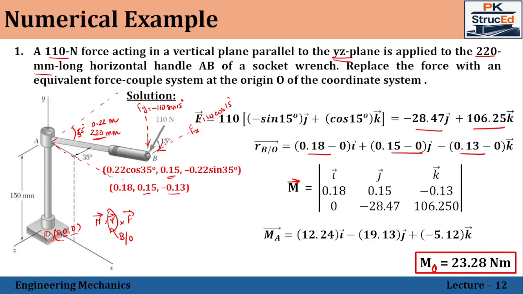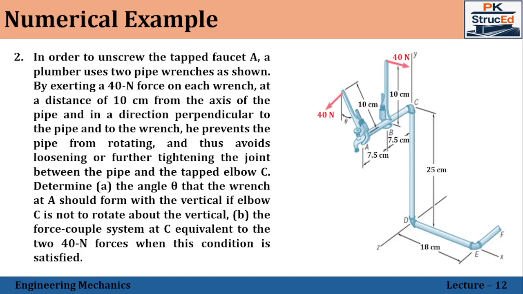Now let us consider the second application in which the pipe wrench problem has been taken into account. Here, in order to unscrew the tapped faucet at C, a plumber uses two pipe wrenches as shown. One in this direction, one in this direction, applied with the same amount of force.